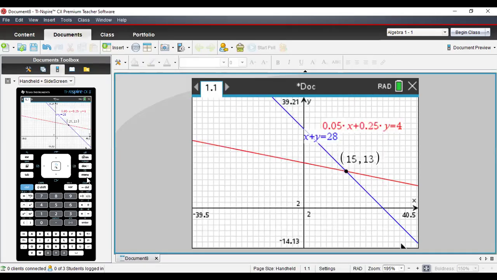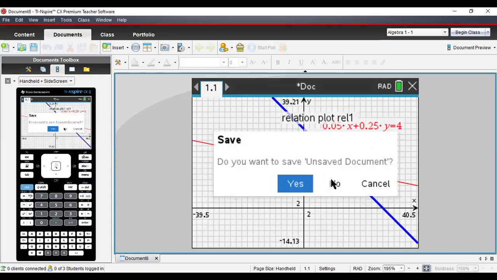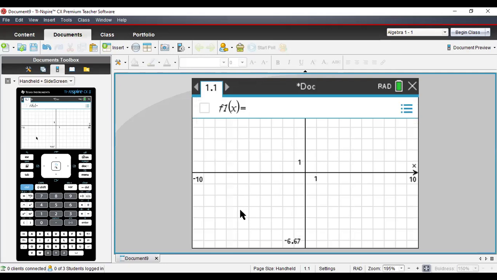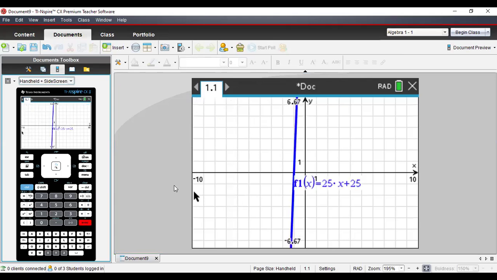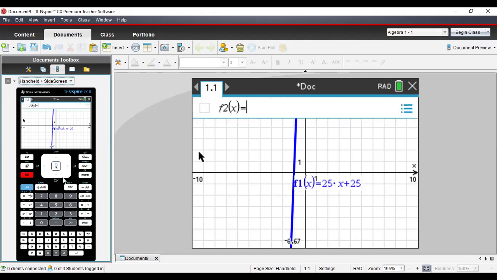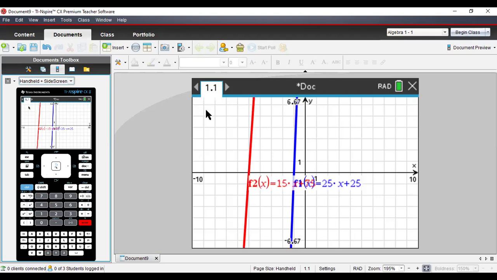I always recommend graphing first, so I'm going to get rid of this. This was for the last video. And then I'm going to start fresh. So now these are functions. I'm just going to enter A sub x is 25x plus 25. Boom, there it is. And then we're going to do tab, and we're going to do 15x plus 75. Boom.